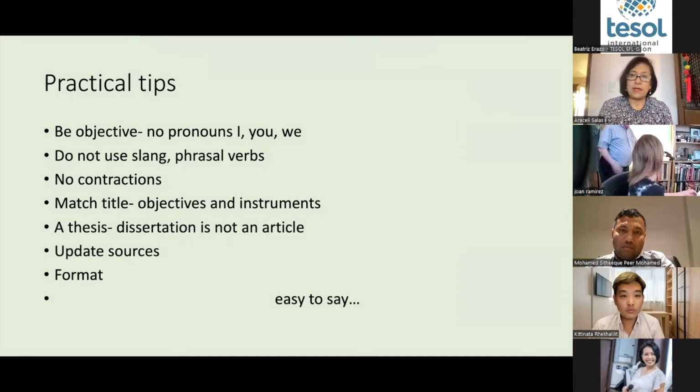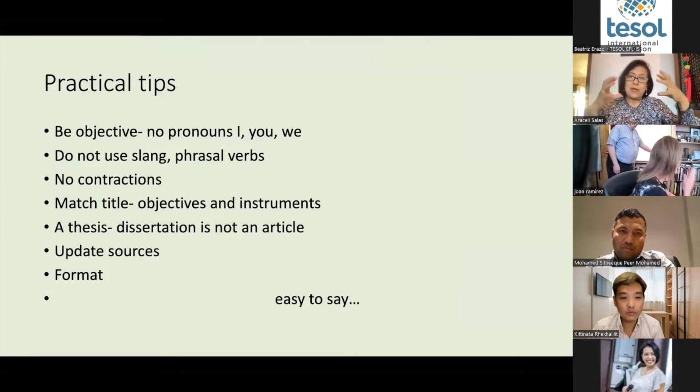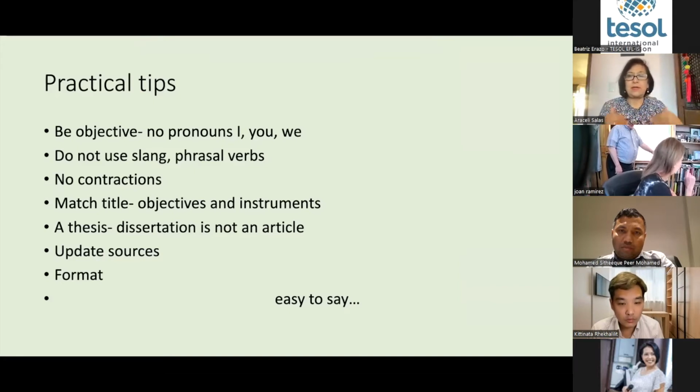No contractions. I have seen a lot of papers with contractions. Something very, very important that you have to consider is to match the title, the objectives, and your instruments. So you are going to have a really well put together text. When I teach research in my university, we always start with the title, and from there we follow. Your title has to match with your objectives, with your research questions, with your instruments, so everything is in agreement, in accordance.